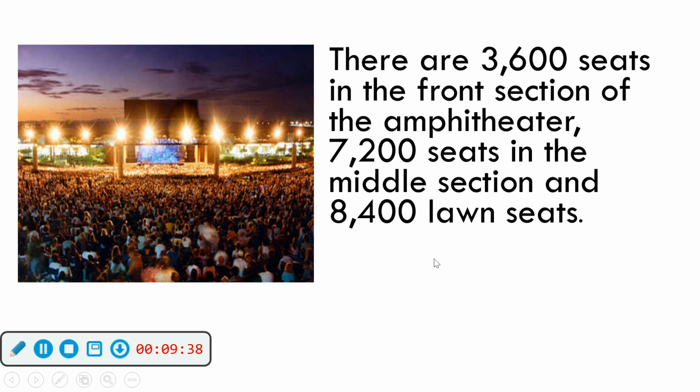So here's my complete sentence. There are 3,600 seats in the front section of the amphitheater, 7,200 seats in the middle section, and 8,400 lawn seats. That would be the first example completed.